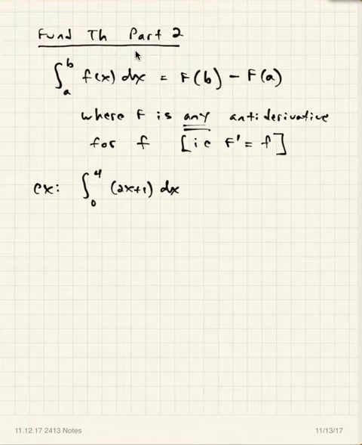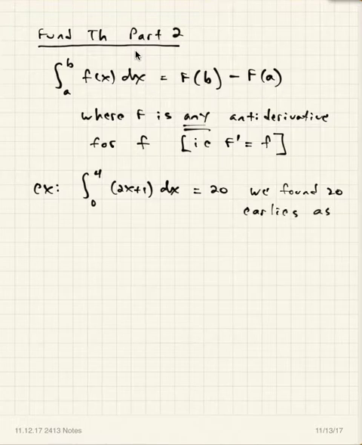So here's an integral from 0 to 4 of 2x plus 1 dx. This is a problem we did earlier. The region is just a trapezoid, and we found that this area was 20. We found 20 earlier as an area of a trapezoid. I think I did that problem in the last lecture.